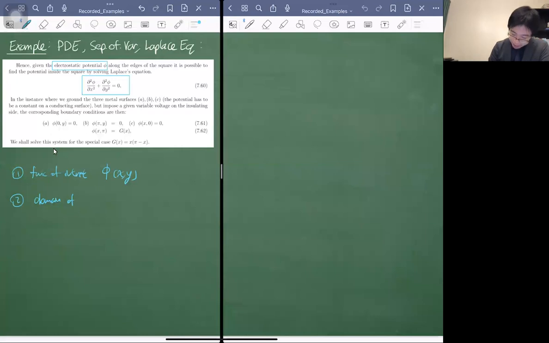So the domain of validity for X is between 0 and pi, and the domain for Y that we're interested in is between 0 and pi as well. So we have a square. Okay, so we'll draw a diagram in a second. The PDE itself is basically the Laplace equation. We can write it in a shorthand like this for simplicity. And these are the boundary conditions. Let's just list them out.